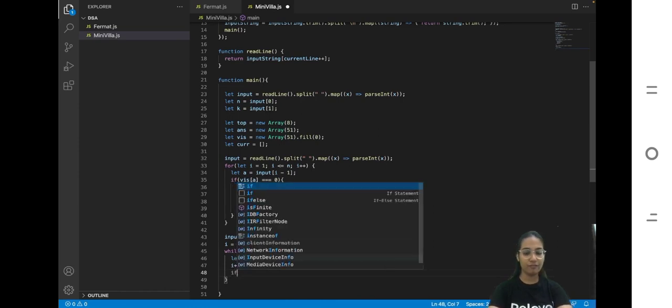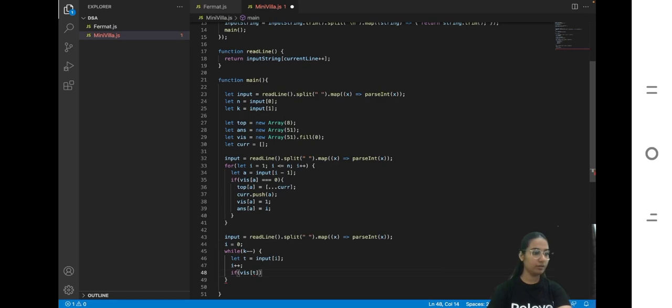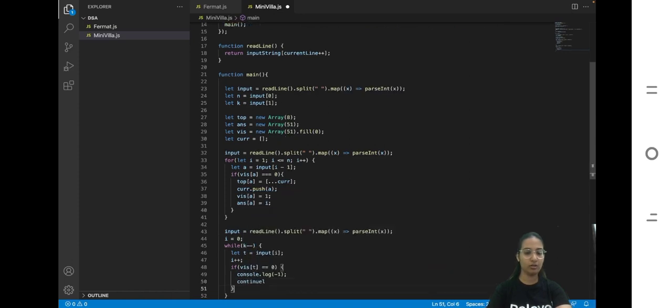Then if that element that you just got is equal to 0 in the array, that means that element, or the person with a particular height, is not really present. So in that scenario we just simply do console.log -1, and we just continue to the next query.